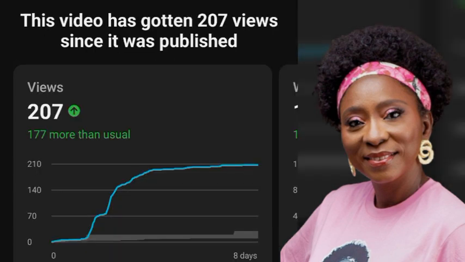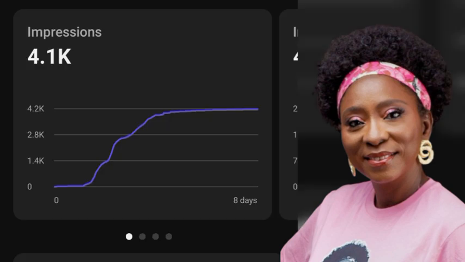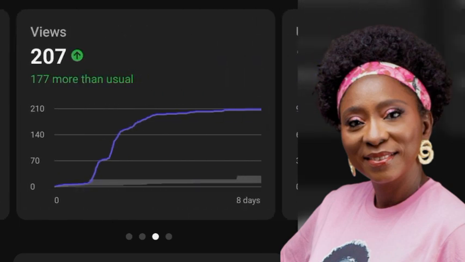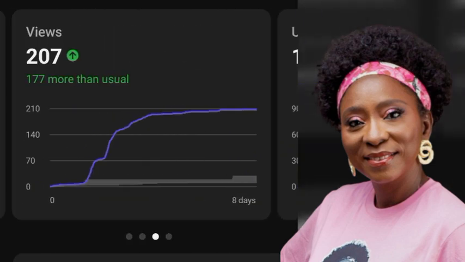Let's go into the metrics here. 207 views. What was the reach? It reached 4,100 people. Awesome. What about the click-through rate? 4%. Not bad. You should always aim for 5% and above, but 4% is not bad. As it increases and reaches more people who click it, it definitely will change. 207 views. Interesting. How many subscribers did we get? Let's see.